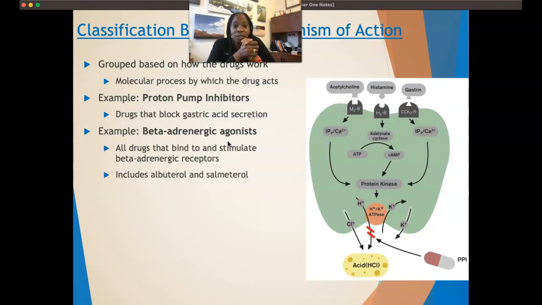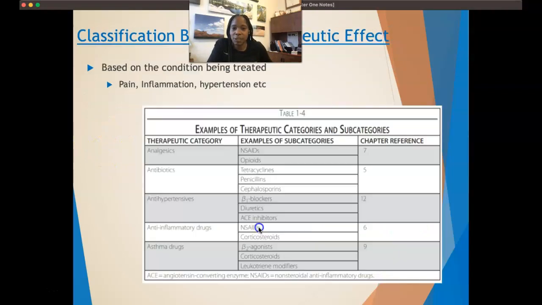And why am I saying that? Because the drugs that you most often know as beta adrenergic agonists are going to be albuterol and salmeterol. Those are asthma medications. So we want them to bind to that receptor to slow down inflammation and to reduce that asthma attack. So you can see how these drugs are classified based on what they do in the body mechanistically. They inhibit the proton pump, or they act as agonists at beta adrenergic receptors to help relieve an asthma attack. So you can see, based on mechanism of action.